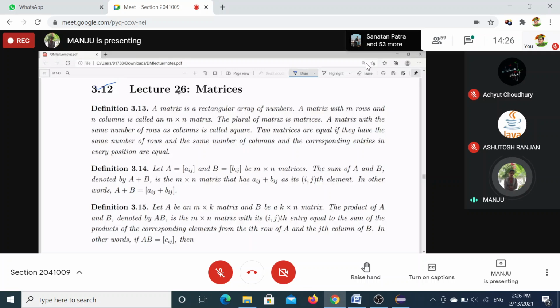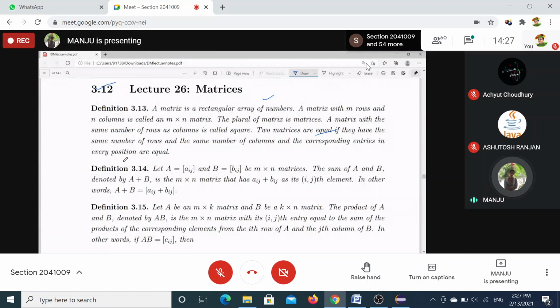Then we discuss matrices. Definition done. How to show two matrices are equal? Corresponding entries are equal, right? And obviously the order is the same.